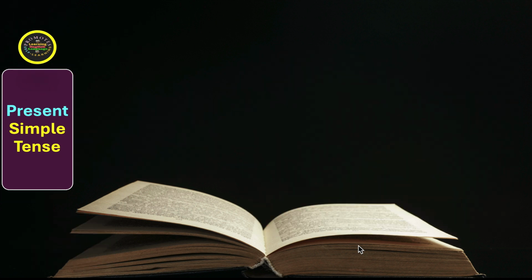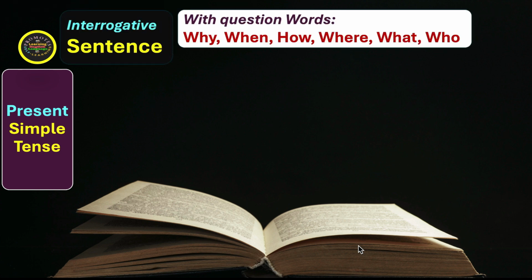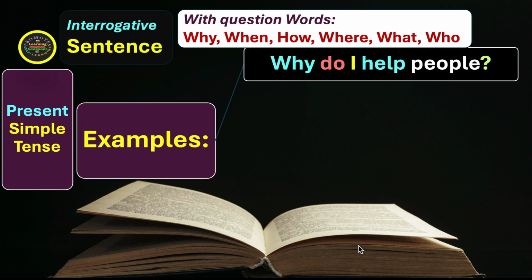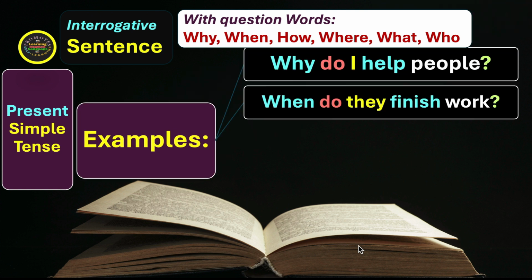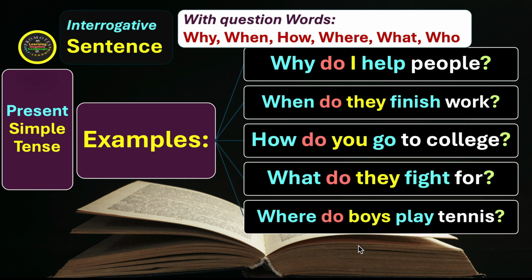Now we continue and move on to the next stage, interrogative sentence, but with question words like why, when, how, where, what, who. See the examples. Why do I help people? When do they finish work? How do you go to college? What do they fight for? Where do boys play tennis? What we notice here is that question words are used before do, and then we have subject. This is very important to notice.